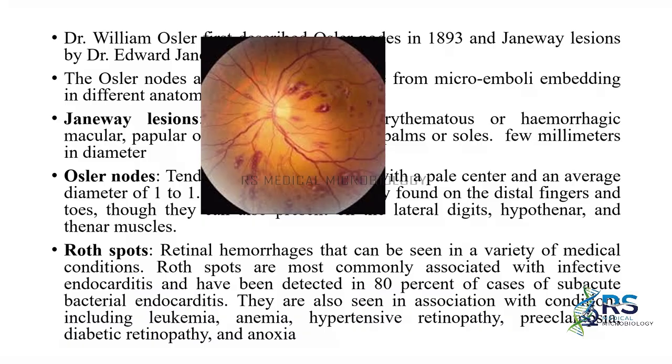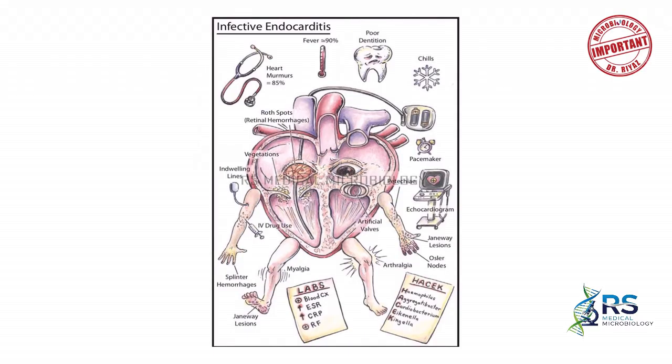Roth spots are retinal hemorrhages. This is seen in a variety of conditions, where 80% of them are seen in bacterial endocarditis. This can also be associated with many other conditions, but when you see this on the background of a suspected infective endocarditis, you think more about these Roth spots. This is one good picture which I got from the internet just for the purpose of explaining, not for anything else.